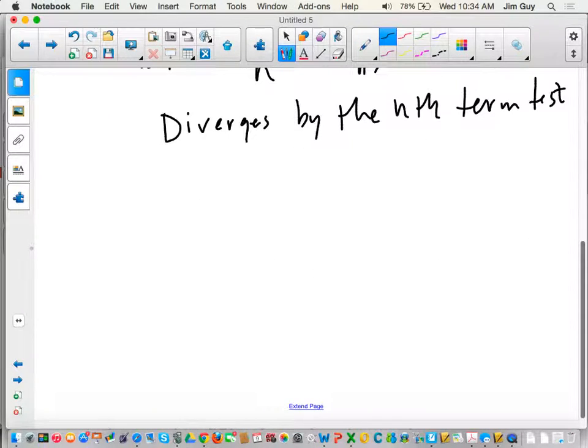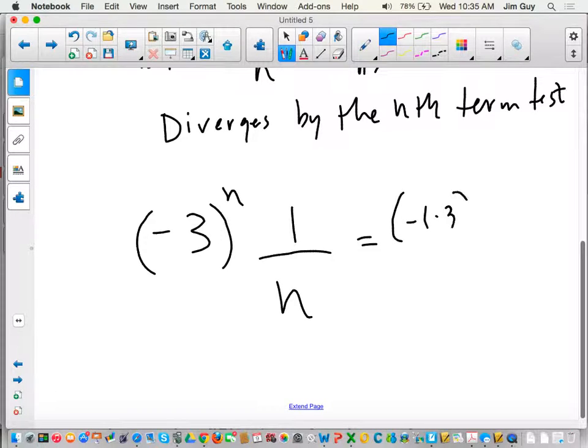So let's say you have this. Well, you got to play around with it a little bit first. You want it to be just -1 to the n. So -3 to the n, that's equivalent to, think of this as -1 times 3. So I'll kind of go the long way here. And so that's the same as -1 to the n, and then it's 3 to the n.